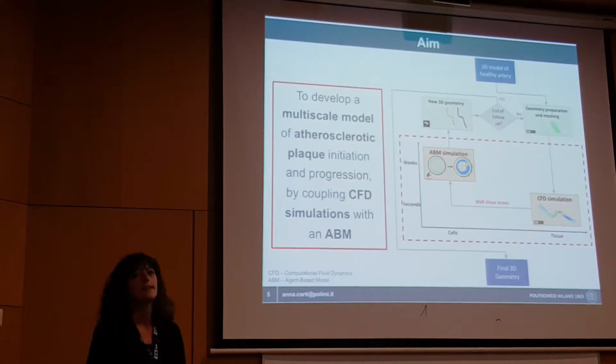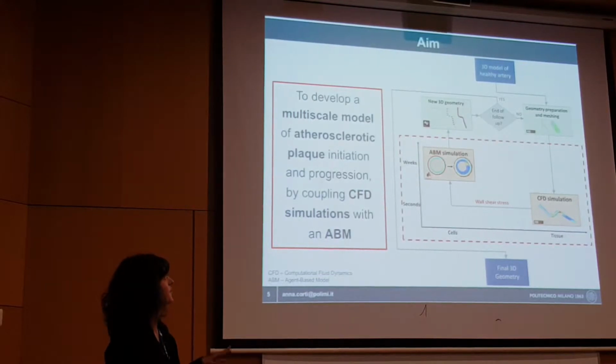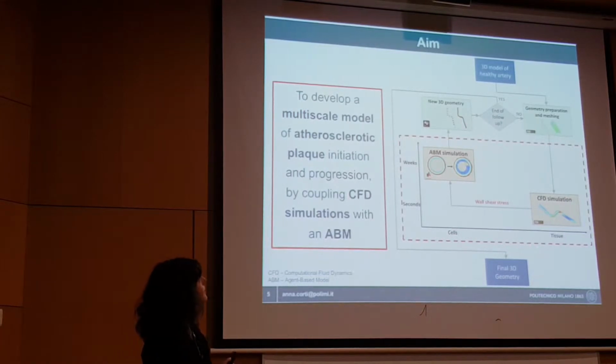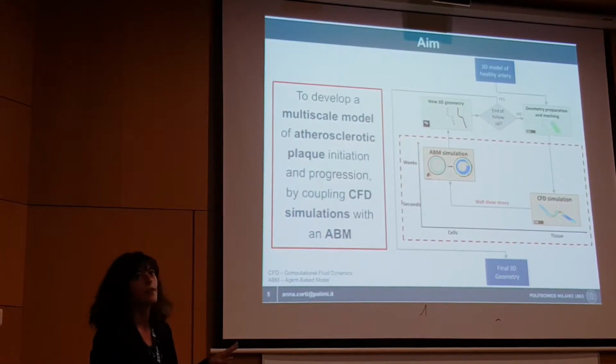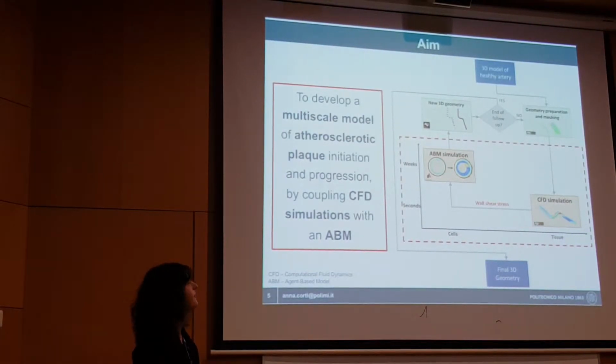In this context, the aim of the present work was to develop a multiscale model of atherosclerotic plaque initiation and progression by coupling computational fluid dynamics simulation and agent-based modeling. The framework is shown. Starting from a three-dimensional model of healthy artery, the hemodynamics is computed and wall shear stress are extracted at selected cross-sectional planes.